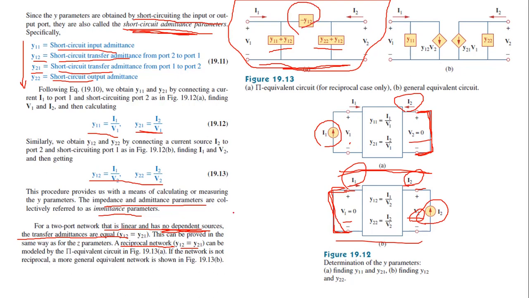Now the next case is if the network is not reciprocal, then we will go to a general equivalent circuit, and this is the general equivalent circuit given here. So again V1 I1 available, V2 I2 available. Here it is Y11, here it is Y22. Here Y12 into V2, here Y21 into V1. So this is the general equivalent circuit. If the circuit is reciprocal, we will use the pi equivalent circuit for admittance parameters.